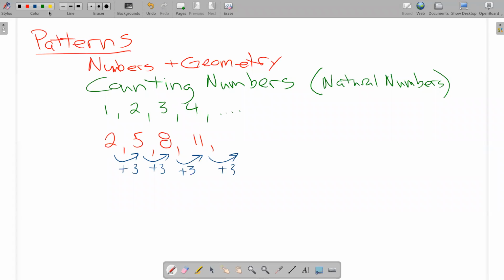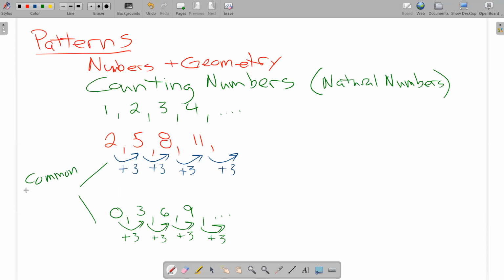Now that pattern right there isn't as obvious as, say, the pattern 0, 3, 6, 9. These numbers are also 3 apart. And I'm hoping to continue that pattern. But one thing that's true about both of these patterns is they have what's called a common difference of 3. Not all patterns have a common difference. And we saw some of those last time. We'll look at some more today.